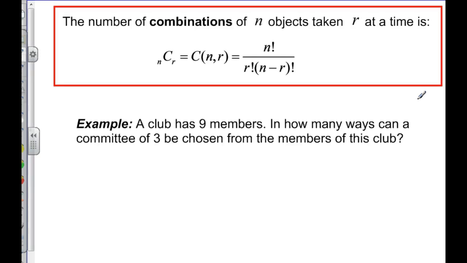Combination is when order is not important, right? And so we have this idea of this formula. It's just a little bit different. It has this r factorial in it as well.